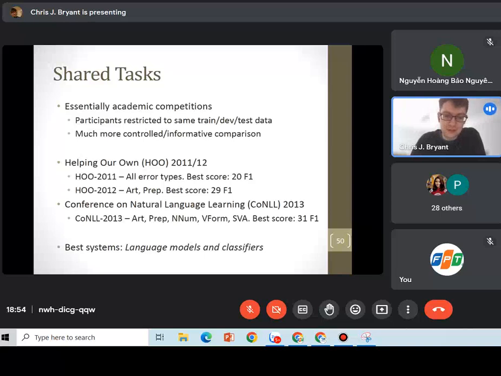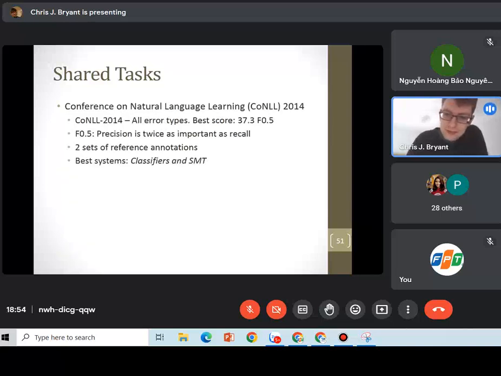So in addition to articles and prepositions, they also said participants should correct noun number errors, verb form errors, and subject-verb agreement. And this time the score went up a little bit further, but still not very good. At this time, language models and classifiers were the best approaches. Following on from that, there was the CoNLL 2014 shared task. And again, this returned to correcting all error types. And this time the score was 37, F0.5.